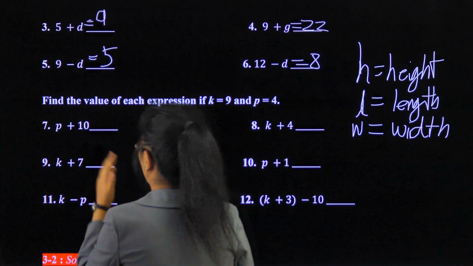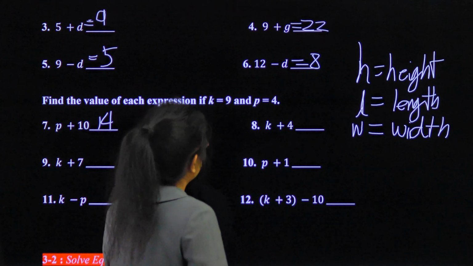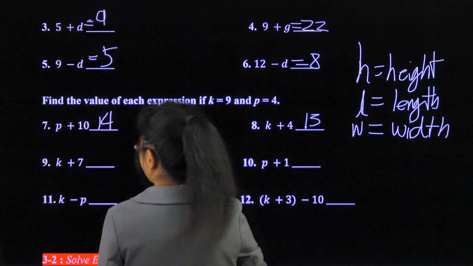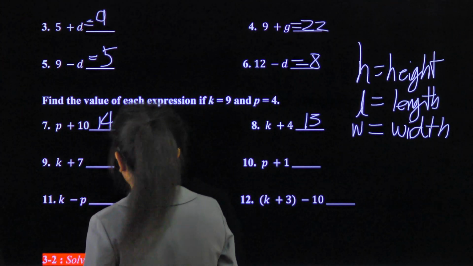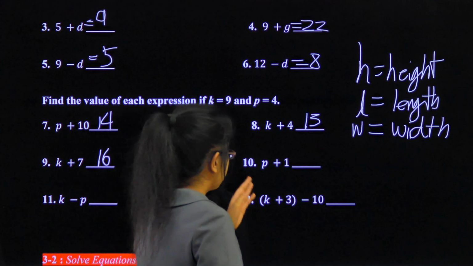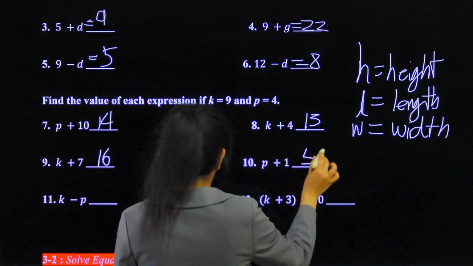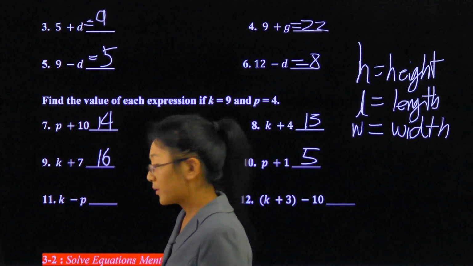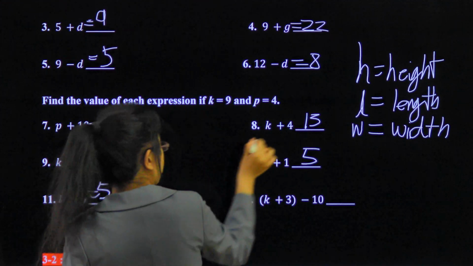p plus 10. p equals 4. 4 plus 10 is 14. k plus 4. k is equal to 9. 9 plus 4 is 13. k plus 7. k is equal to 9. 9 plus 7 is 16. p plus 1. 4 plus 1 is 5. k minus p. 9 minus 4 is equal to 5. Don't forget the equal signs, guys.